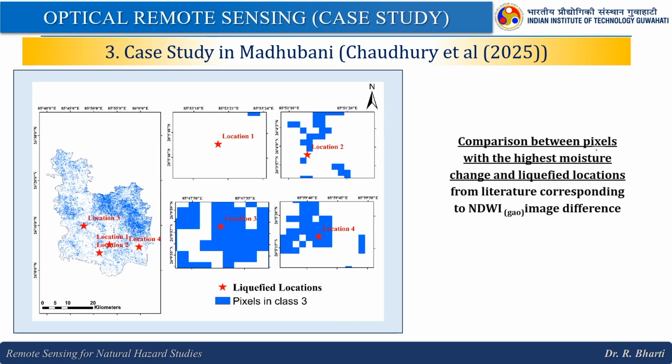So, the comparison between the pixel with the highest moisture change and liquefied location from literature, corresponding to the NDWI GAU image difference. So, here you can see the image difference. This star is giving you the liquefied location and this blue color is the pixel in class 3, right.